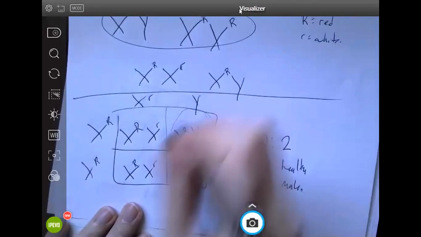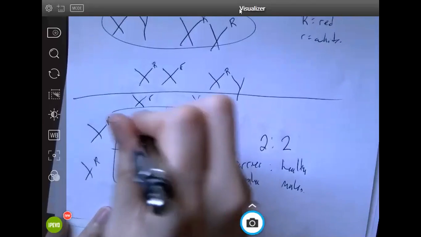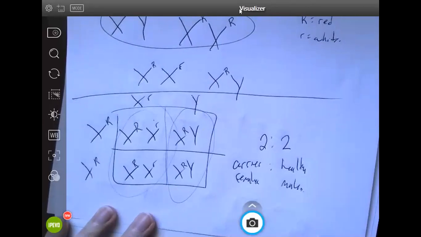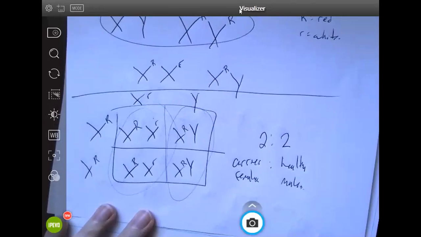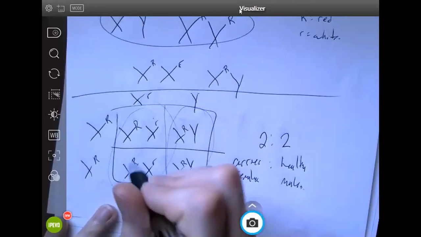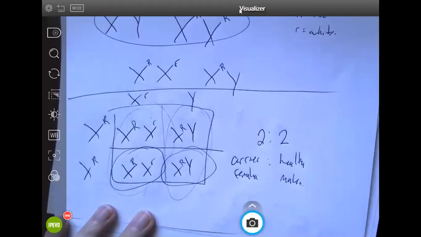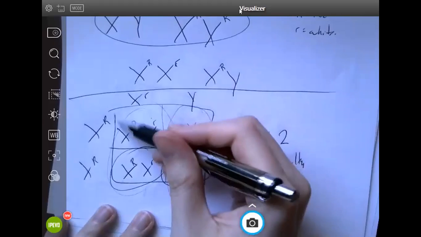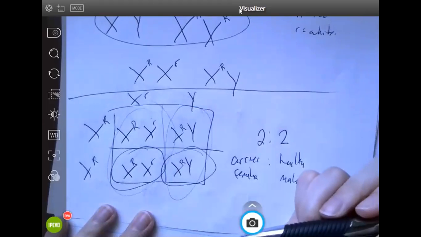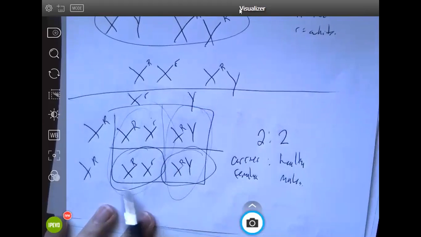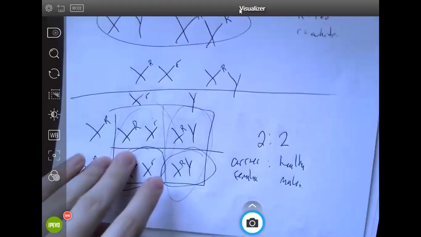These two are our two healthy males. These two are our carrier females. So a 2-to-2 ratio or a 1-to-1 ratio between those two options. Next step is to take one of these females and one of these males and cross them between each other. Right now, these four are our F1 generation. When we cross a male and a female, that's how we get our F2 generation.